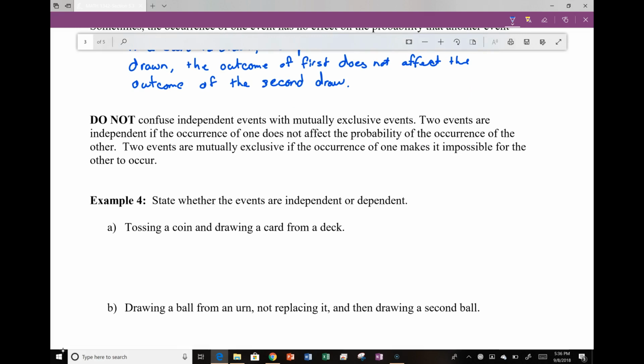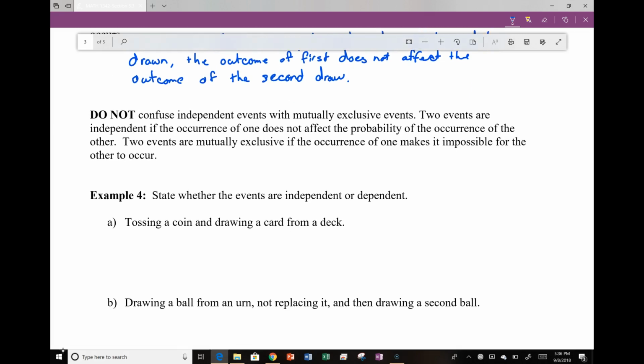We don't want to confuse independent events with mutually exclusive events. Two events are independent if the occurrence of one does not affect the probability of the occurrence of the second. Again, drawing one card, putting it back, drawing a second card. Two events are mutually exclusive if the occurrence of one makes it impossible for the other to occur. Think about drawing a 3 or an 8. These two things are mutually exclusive. If I draw a card, it cannot be a 3 and an 8 at the same time. So being a 3 or an 8 is considered mutually exclusive.